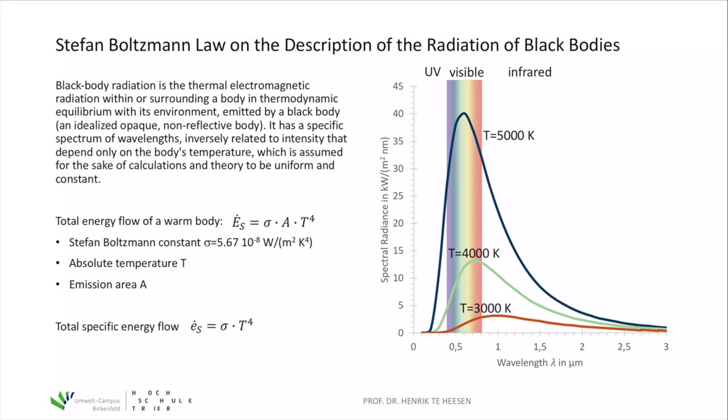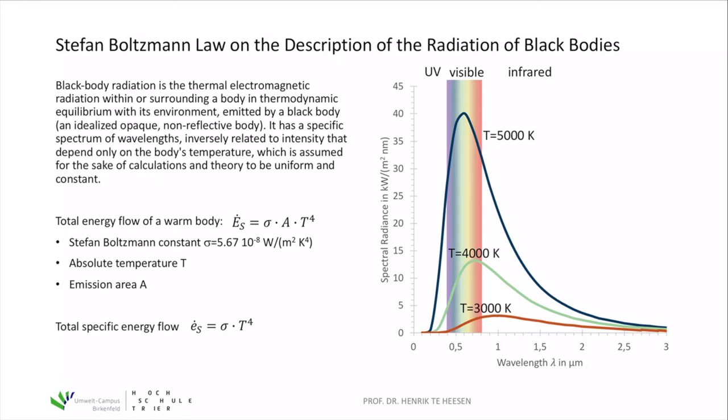On the right hand side, you see the characteristics regarding the wavelength. So we have three different characteristics of a black body at three different temperatures: 3000, 4000, and 5000 Kelvin. The y-axis shows the spectral radiance, so the power per square meter area and per wavelength. What you can clearly see is, on the one hand, that the higher the temperature is, the larger the maximum is, and on the other hand, the higher the temperature, the smaller the wavelength of the peak of this emitted electromagnetic radiation is.